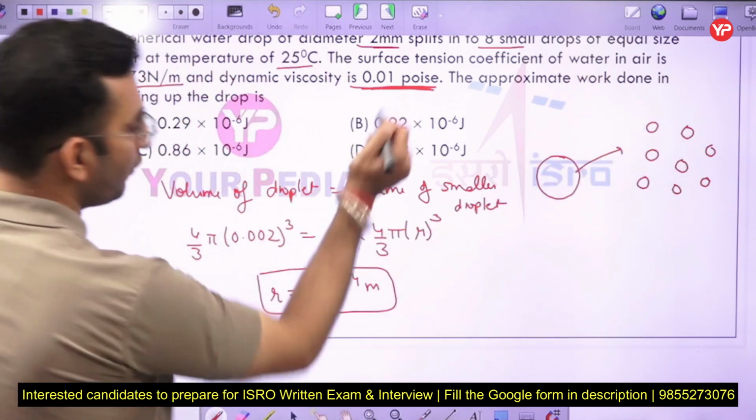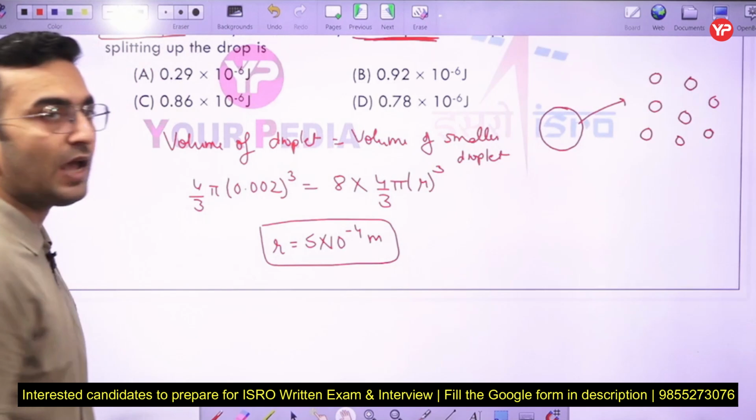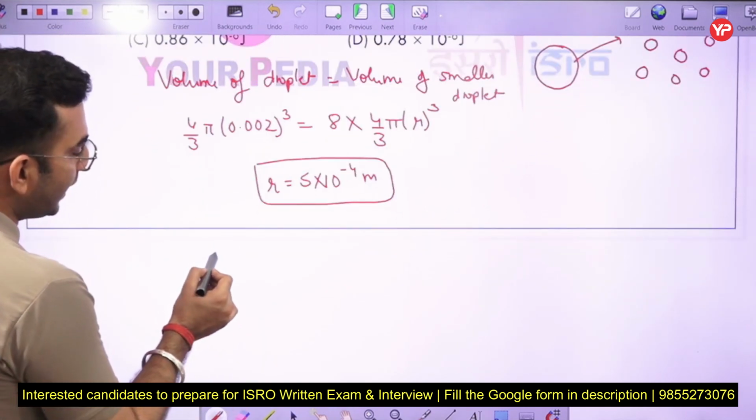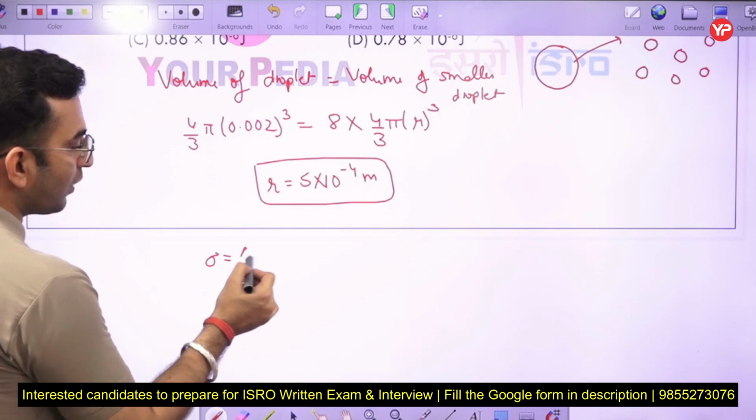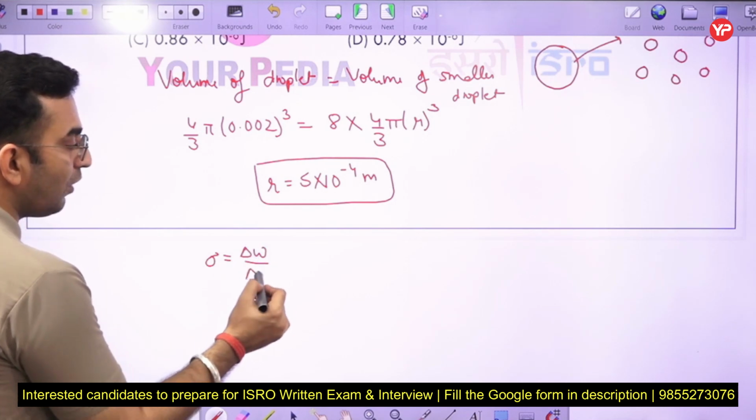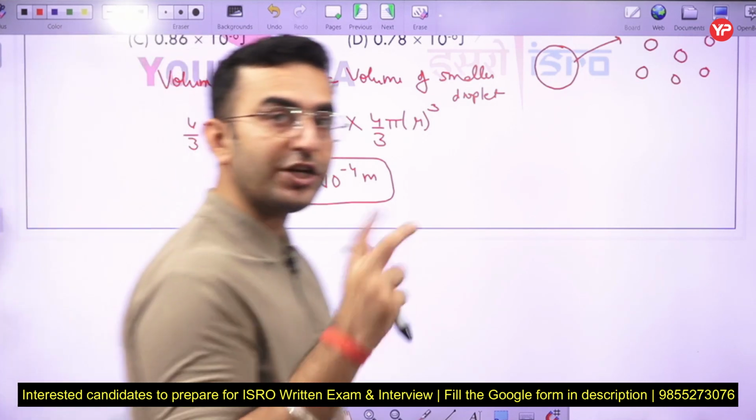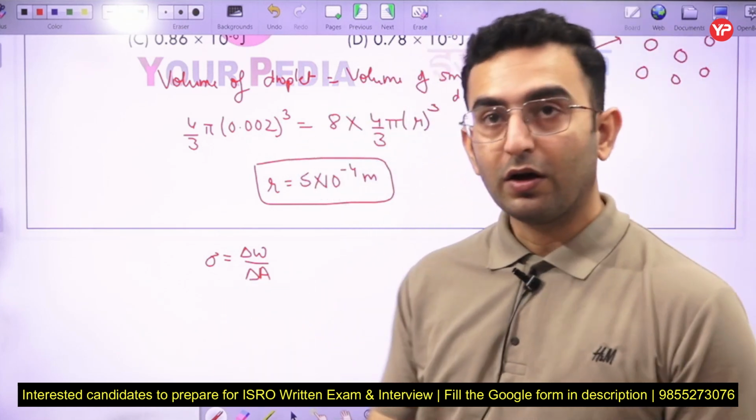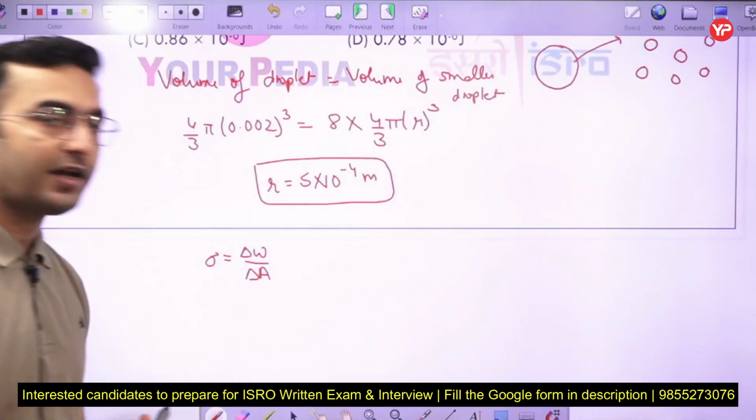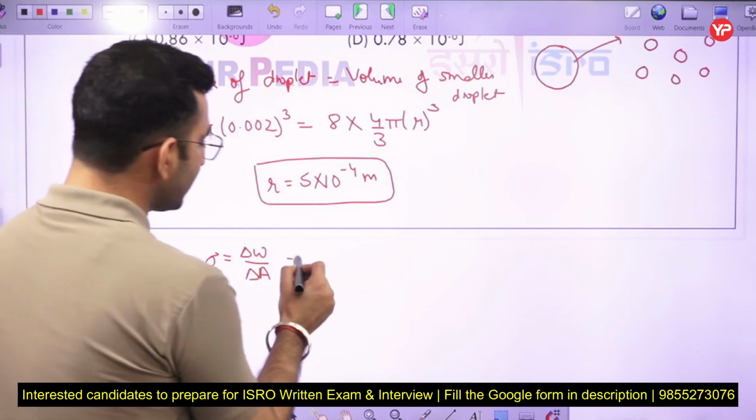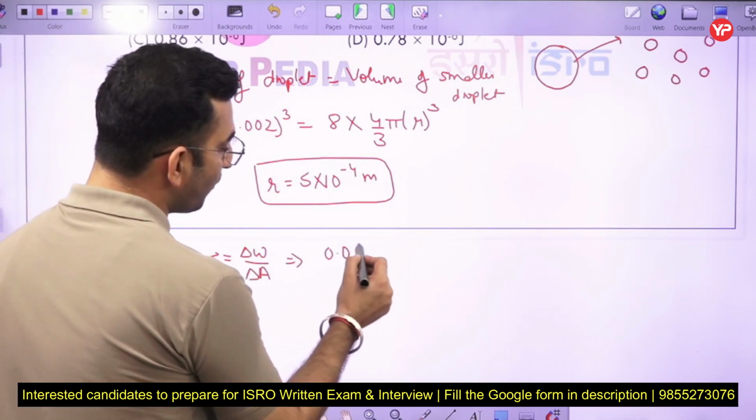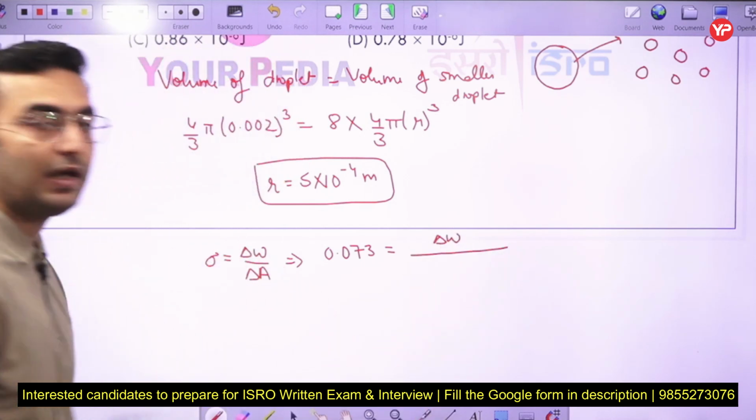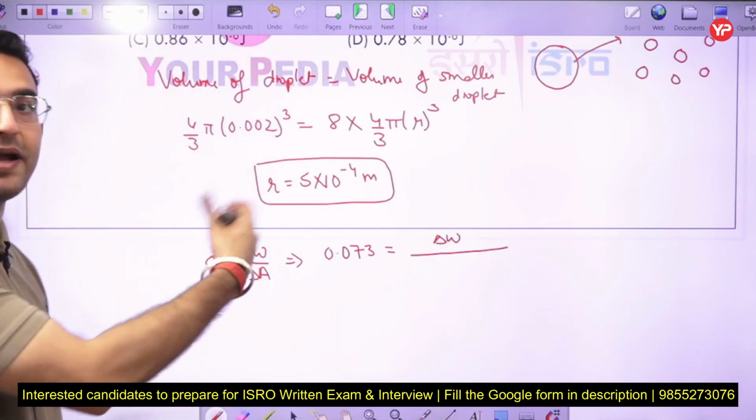Now what do we want to calculate? We want the approximate work done. In this case we use this formula: the surface tension is equal to the work required per unit change in area. So sigma is equal to delta W by delta A. Sigma is given as 0.073, work we have to calculate, and delta A will be the final area minus the initial area.